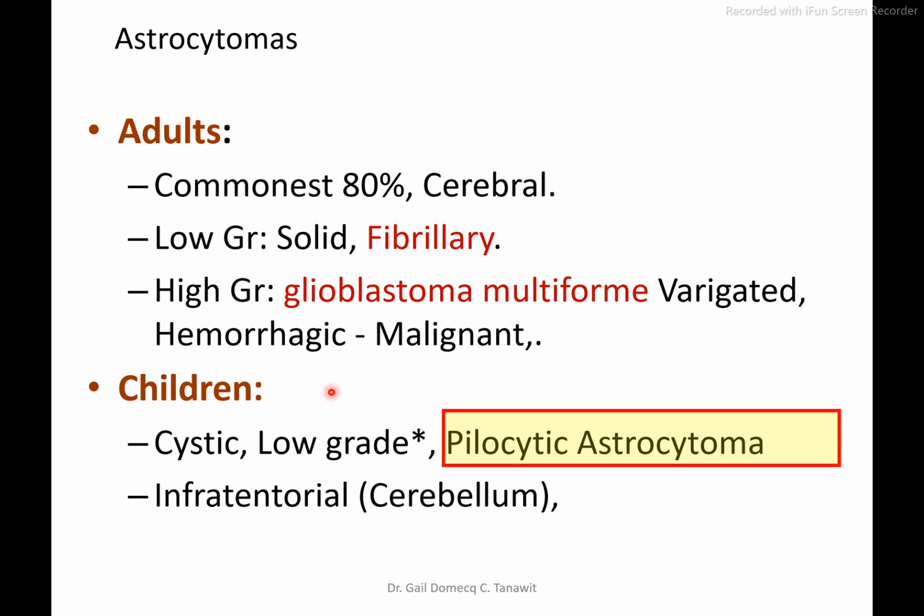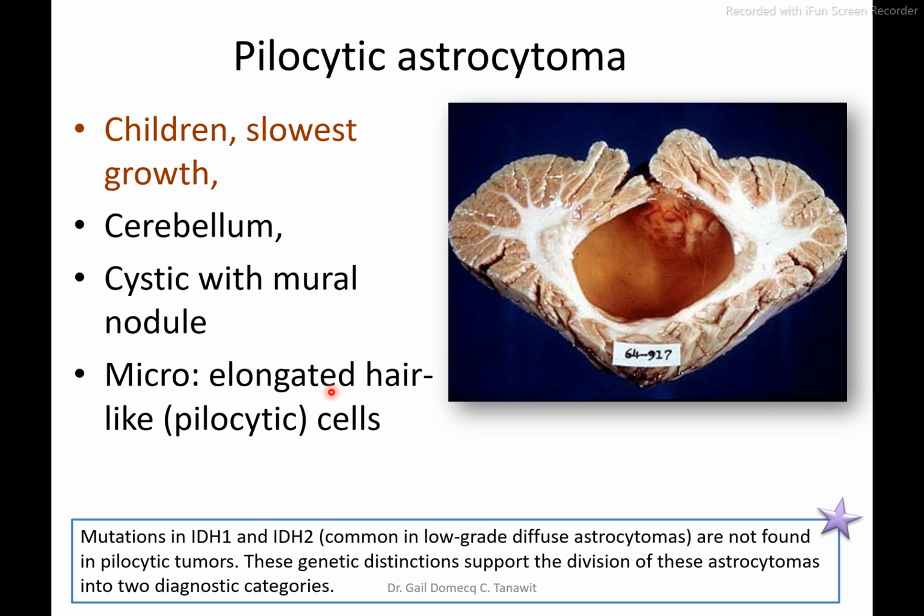So the most common is your pilocytic astrocytoma, and it's usually in the cerebellum. So ano bang mukha niya? Children, slow growth, usually it's located in the cerebellum. Di ba? Cerebellum ito. Ito yung arbor vitae. Okay? Yung folia ng ating cerebellum. So meron kang cystic lesion with a mural nodule. Microscopically, it's composed of elongated hair-like cells or pilocytic cells.